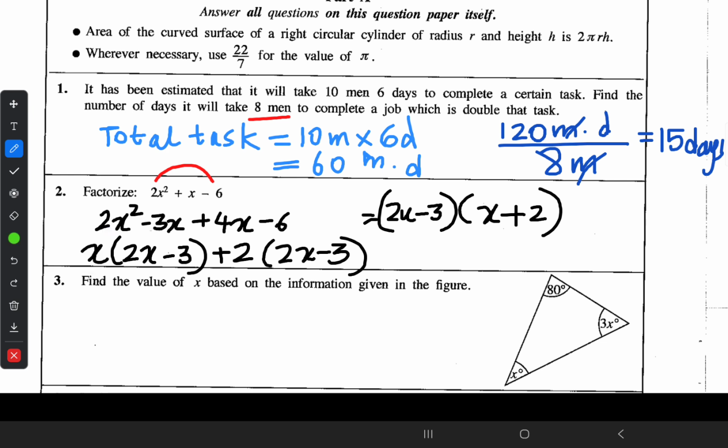So next, third question. Find the value of x based on the information. This is a very simple question. Interior angles of a triangle equal 180. So when I get the sum of the interior angles, x plus 3x would be 4x. 4x plus 80 should be equal to 180.